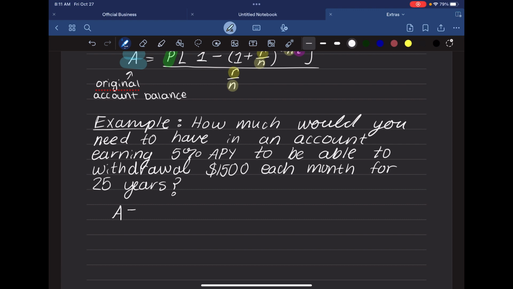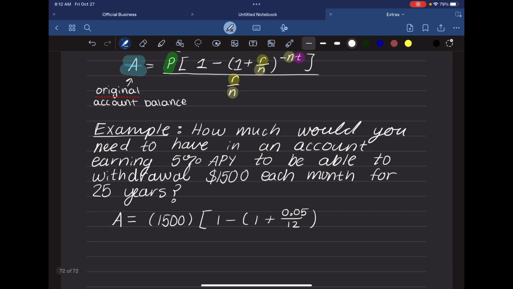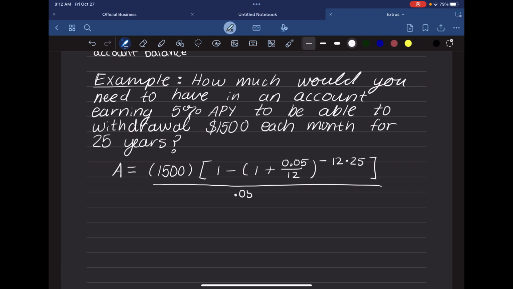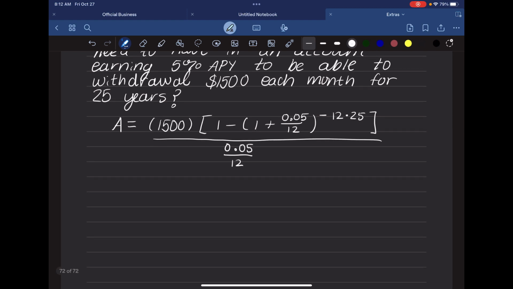So we've got A is equal to, we want to withdraw $1,500 per month, 1 minus 1 plus our interest rate that we're earning on the account, which is 5%, so 0.05. We're doing monthly time periods, so N is 12. We have that raised to the negative 12 times 25 for the number of years. And then we're going to divide this all by 0.05 divided by 12. And so basically, we just need to plug this into a calculator, and this is going to give us our A.